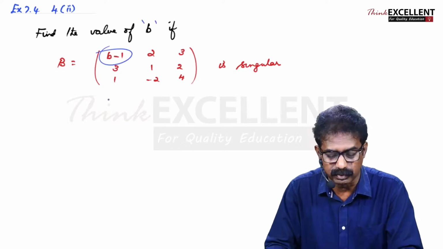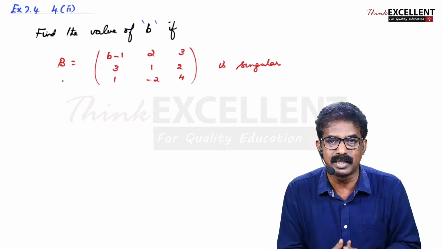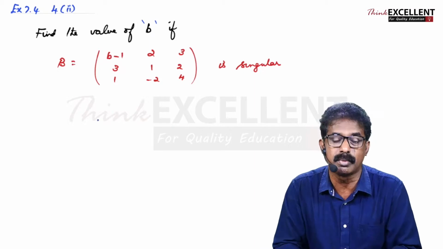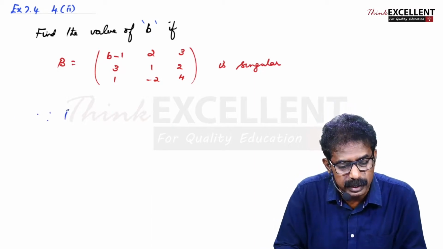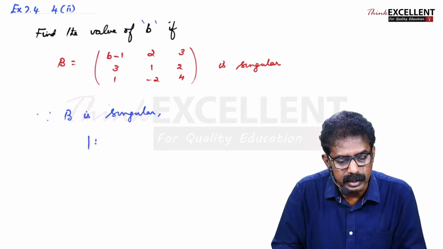There is an unknown, b. Yes, we have to find the b value. If this matrix is singular, you check: is it a square matrix? Yes, it is a square matrix. Singular means the corresponding determinant must be 0. So since b is singular, you can say determinant b equals 0.